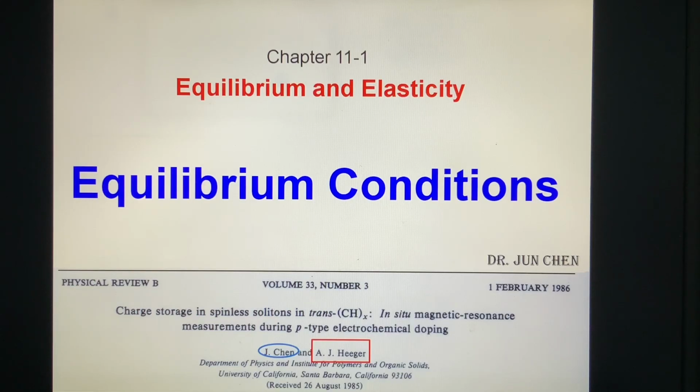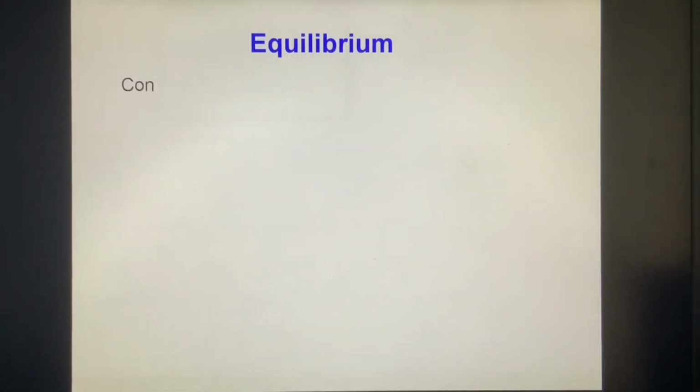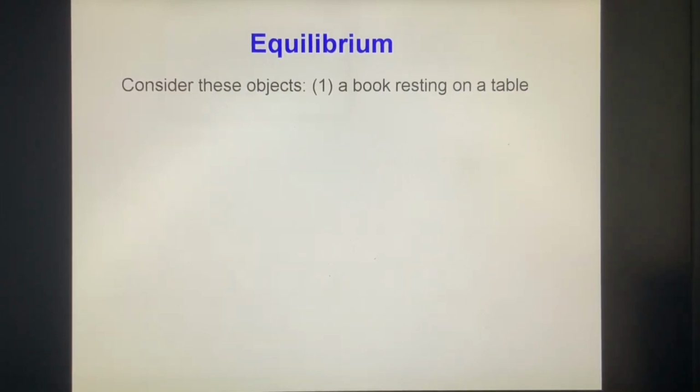Equilibrium conditions. Equilibrium. Consider these objects. 1. A book resting on a table.